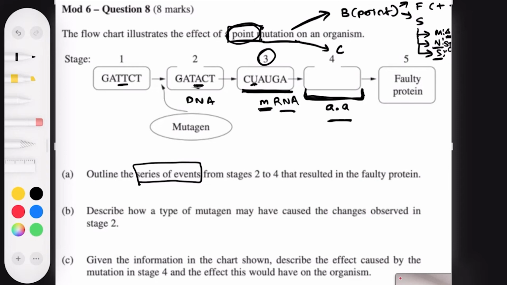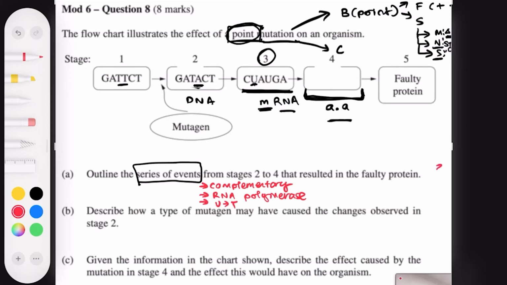Maya, your turn. I want 1 sentence and I want the keywords. Go. In transcription, a complementary mRNA strand is created from the DNA template using RNA polymerase. Perfect. She's mentioned complementary. She's mentioned RNA polymerase. The only other thing I'd mention is that uracil is used instead of thymine. If you mention these three things, right, you've got the crux of transcription.